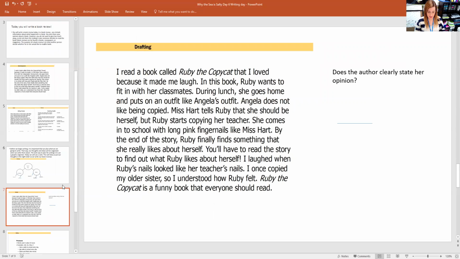Okay, so here's an example of a draft. In this draft, does the author clearly state her opinion? Well, yeah, if I look here in this first sentence, it says that I loved this book because it made me laugh. So she is explaining what part in the story, and then she even goes into some detail about some of the silly things that happen inside the story. So that needs to be included in your book review.